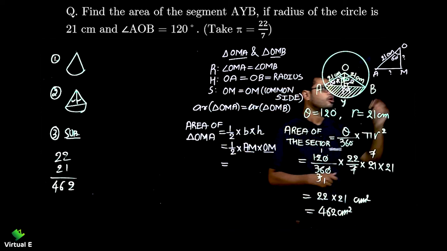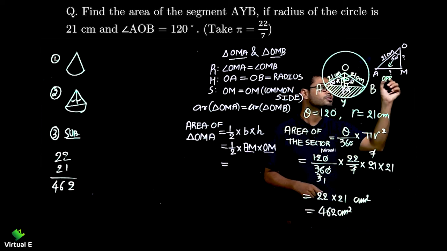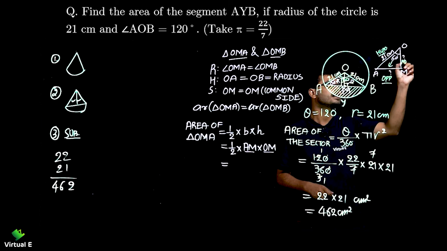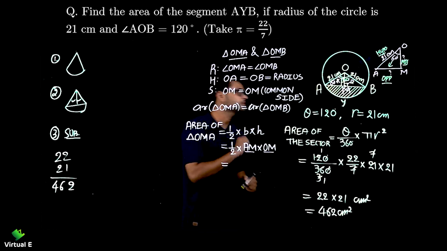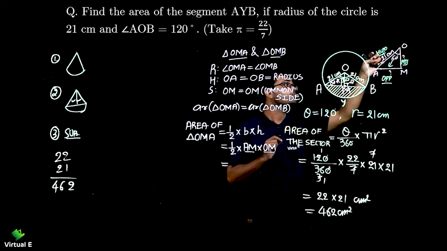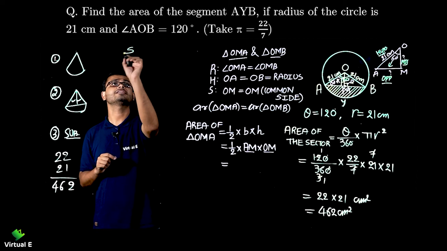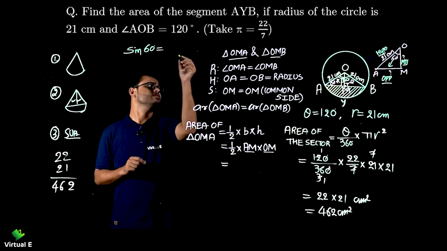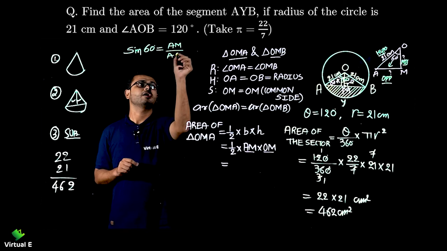You can see that opposite to 60 degree is what? AM. So this is opposite side, this is hypotenuse, and this is adjacent, right? So adjacent, opposite, hypotenuse. These three information we have. So if we want to find the AM, which ratio am I going to use? I need to relate hypotenuse with opposite side. So that is sine. Now what's the angle there? Sine 60 degree is equal to opposite AM over hypotenuse AO.